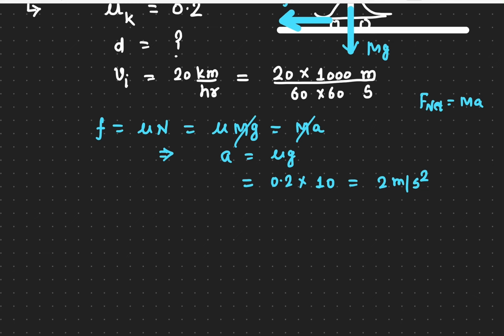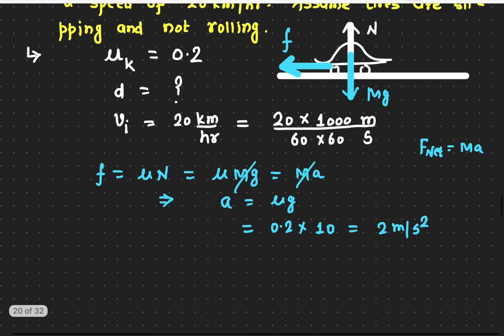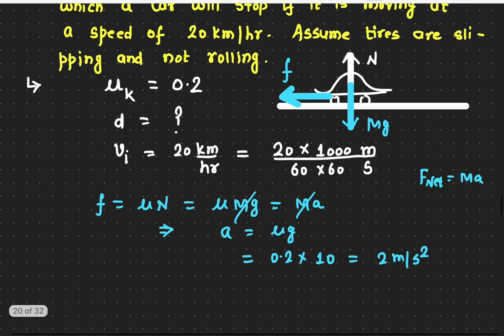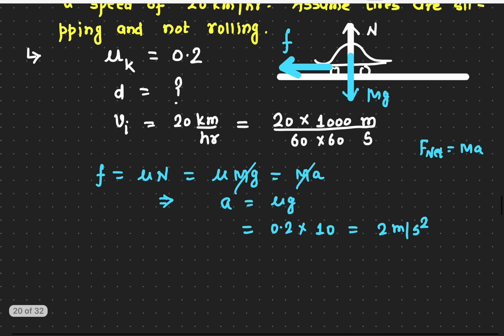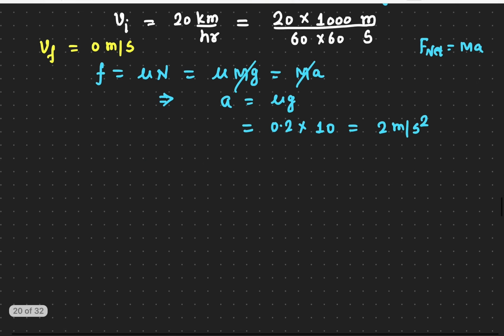So I got my acceleration from the friction. And now I know the initial speed, so I need to find out my distance. And one thing we know is that when the car comes to a full stop, the final velocity is 0. So we are in fact given the final velocity. So let's write it down here. The final velocity is 0 meters per second. That is given. So now we can use another kinematic equation.